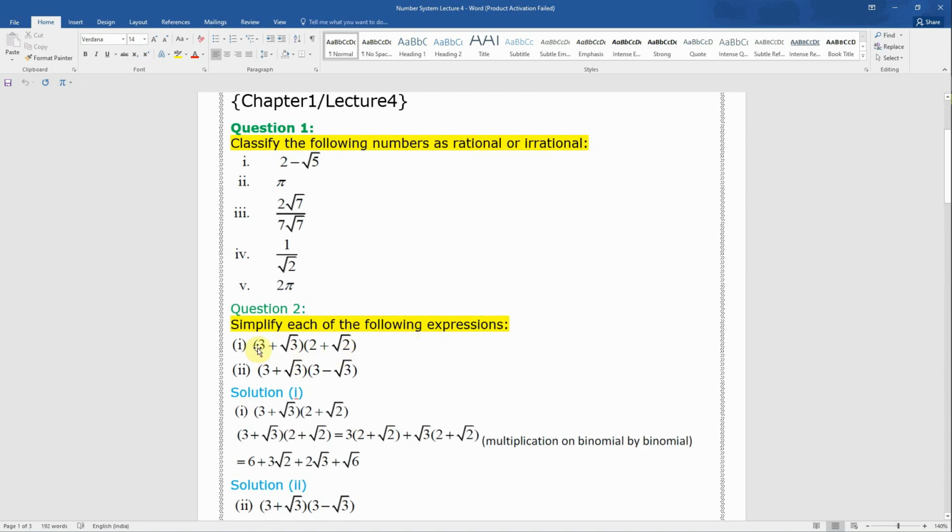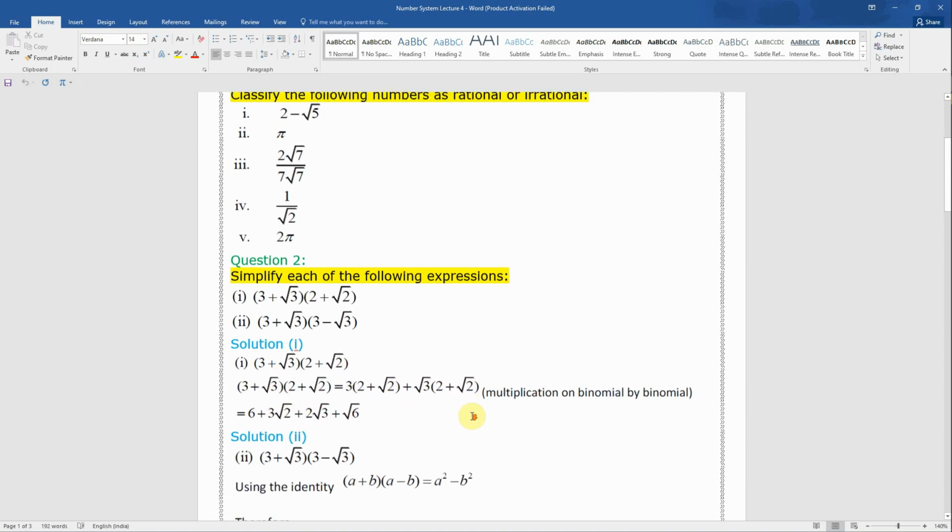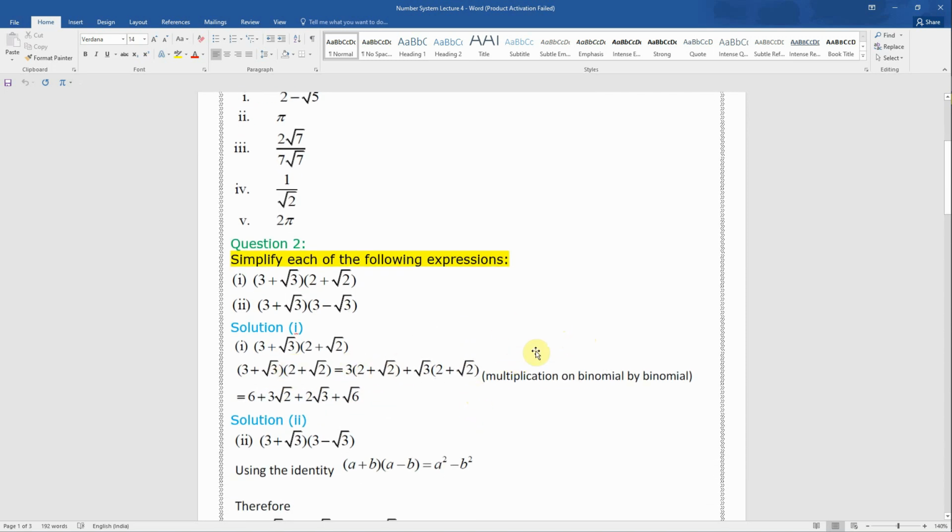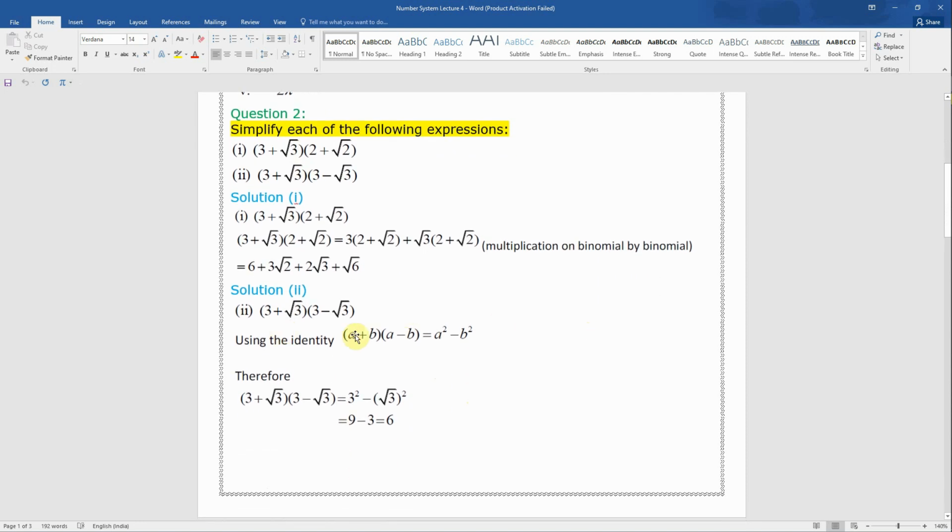Next are these two products. You can see these two products: 3 plus root 3 and 2 plus root 2, the product between these two. We do it linearly here. 3 is multiplied with 2 plus root 2, then root 3 is multiplied with 2 plus root 2. The products are 3 into 2 is 6, then 3 into root 2 is 3 root 2, and root 3 into 2 is 2 root 3, and root 3 and root 2 multiply to root 6. It's a simple linear multiplication method. You know this.